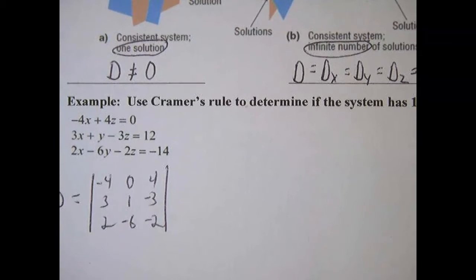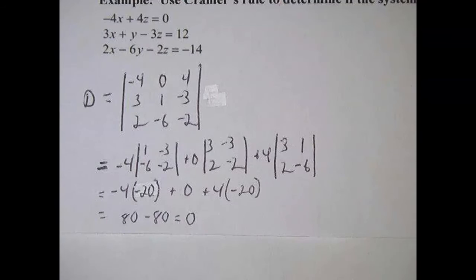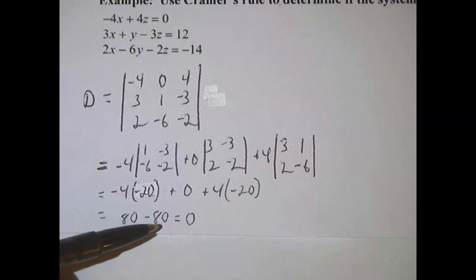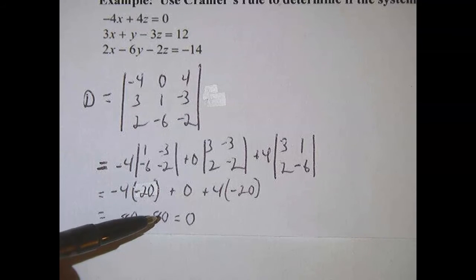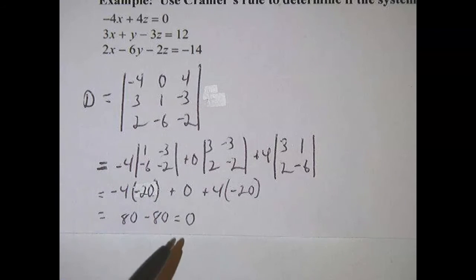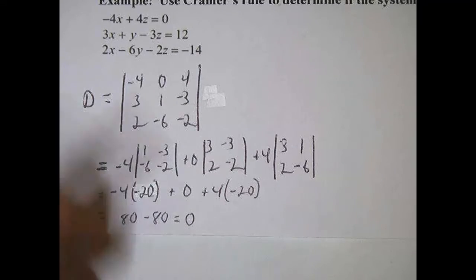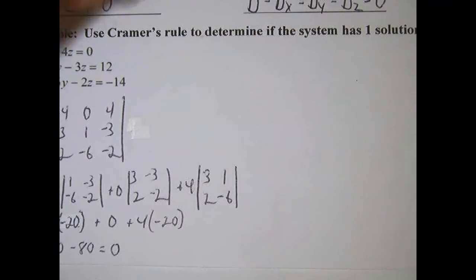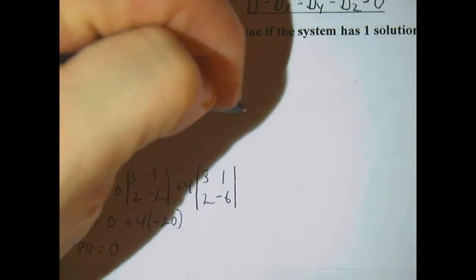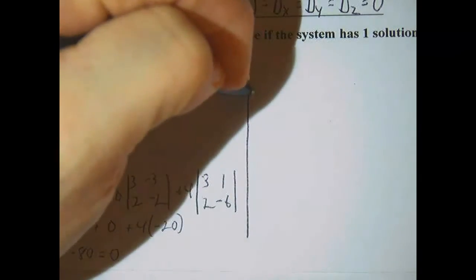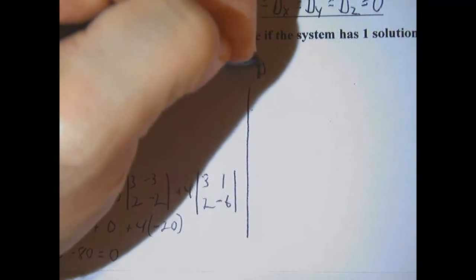I'm going to ask you to pause the video and let's just evaluate it. Okay, so the determinant d is 0. So now we're going to see if the other ones are all 0. We know there's not one solution. We're going to see if there's infinitely many or no solutions. So I'm going to go ahead and write dx, and then we'll evaluate that one. So dx, let's use all our space here. I'm not sure how much we'll need.